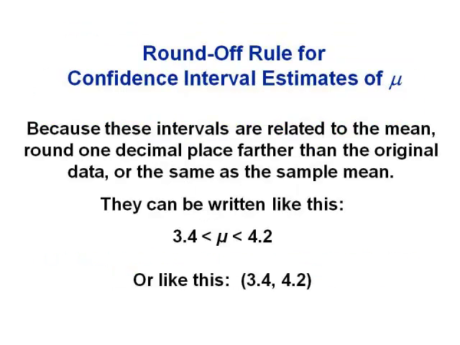Round-off rule is still the same as well. We're still working with means, so we'll go one past the data if we have the data. If we don't have the data, we'll look for the mean and the standard deviation in the problem and just match the rounding that they used.